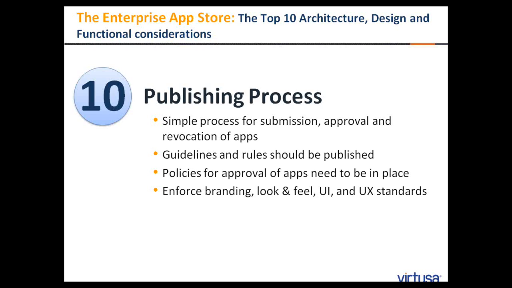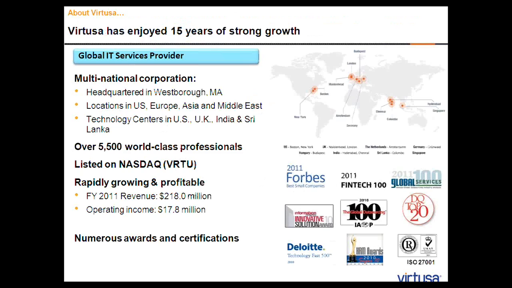Number 10 is obviously the publishing process, how you document the process, how you maintain it, and how you basically communicate the process to the people inside the organization who are building and maintaining the applications. So these are the top 10 considerations.